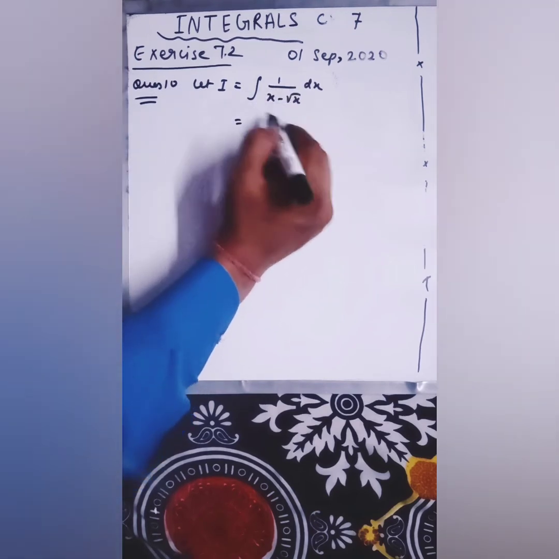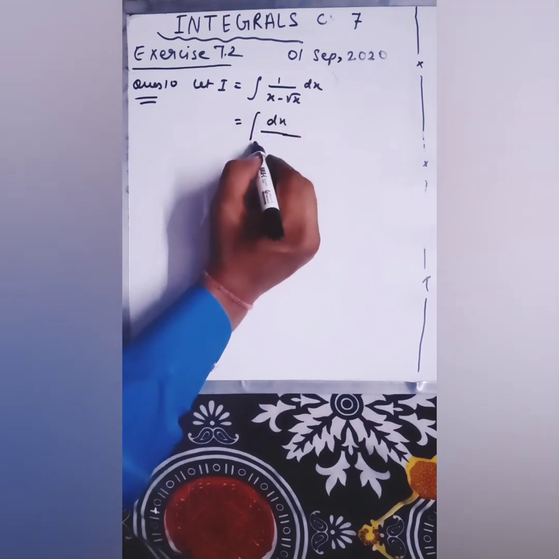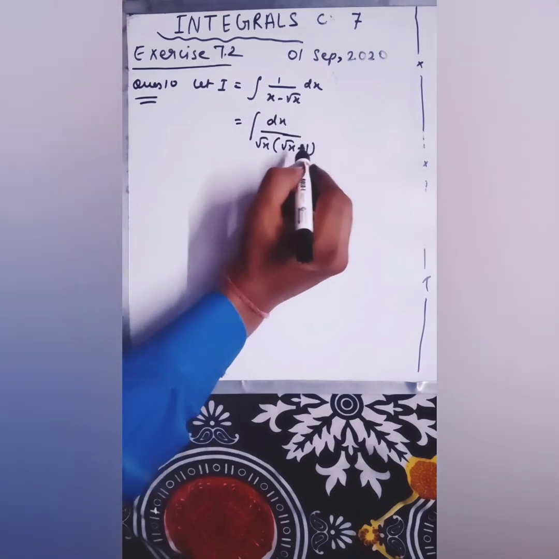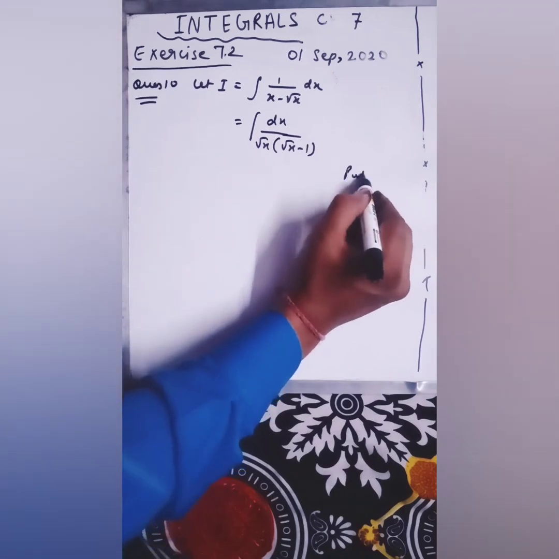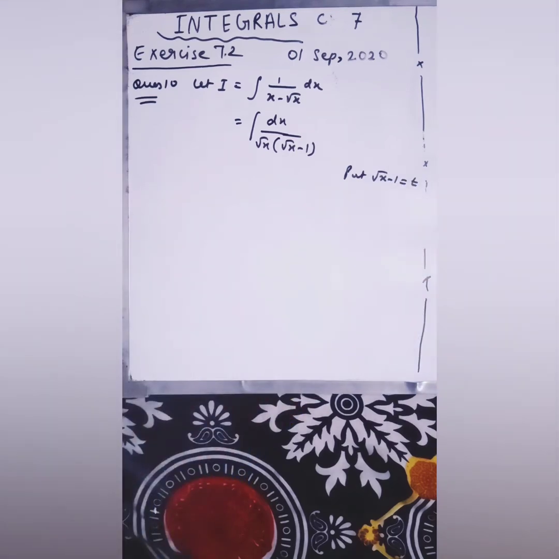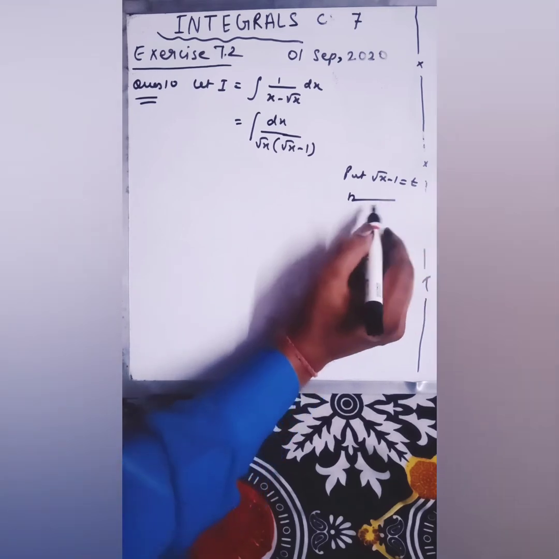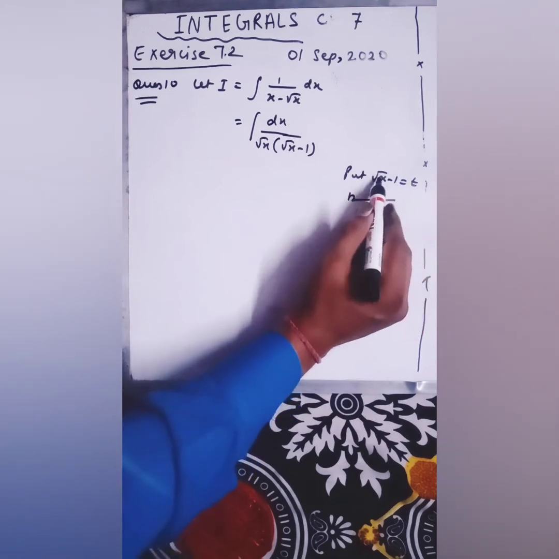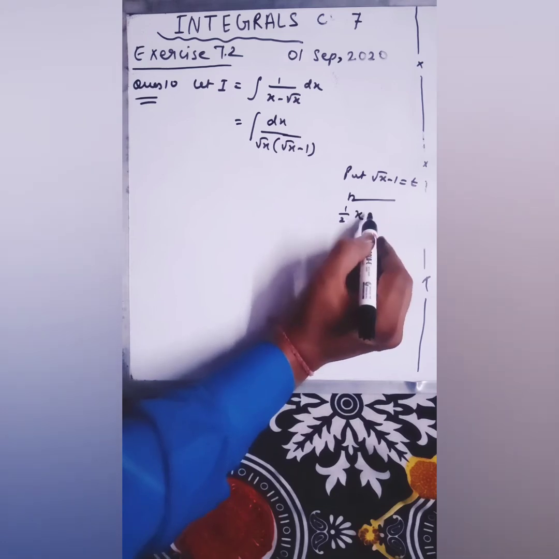In this question, what you have to do, you have to take root x as common from the denominator. So here you will get root x minus 1. Here put root x minus 1 equal to t. Now you have to differentiate both sides with respect to x. So the derivative of this would be, this is x raised to power 1 by 2, so 1 by 2 will come in. First you will write the power, then you have to subtract 1 from the power.